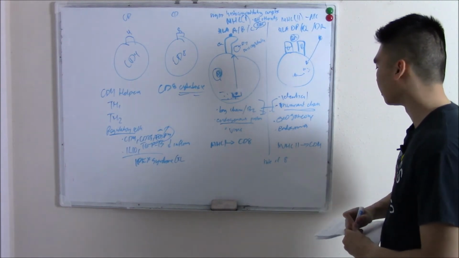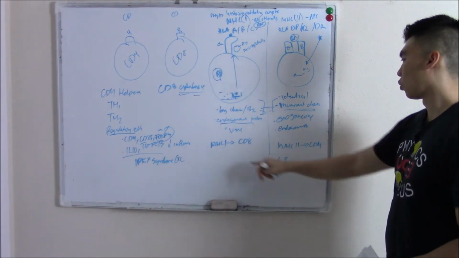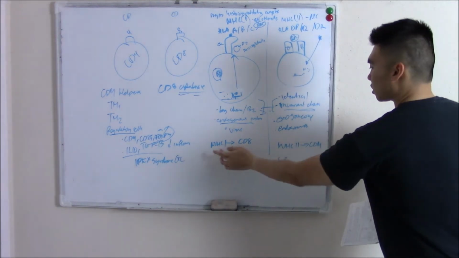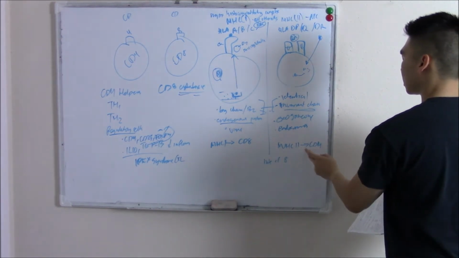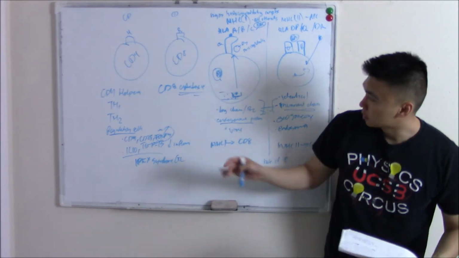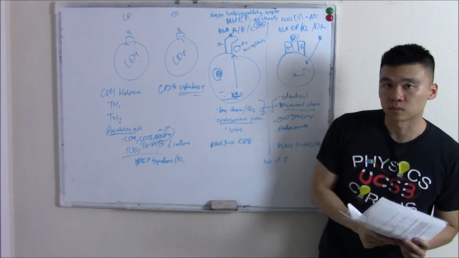Why do they call it the rule of 8? 2 times 4 is 8. 1 times 8 is 8. So it's a very easy way to remember what presents to what T cell. Now, these are proteins, exogenous and endogenous proteins.